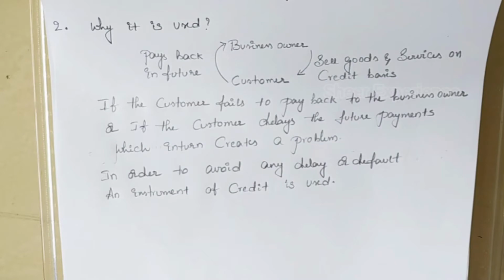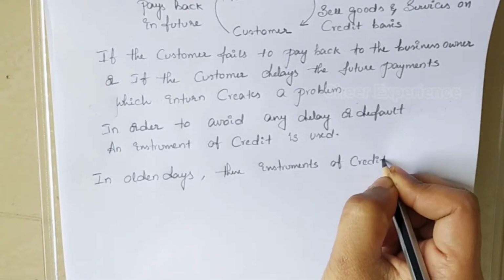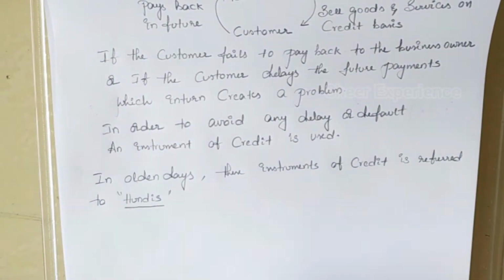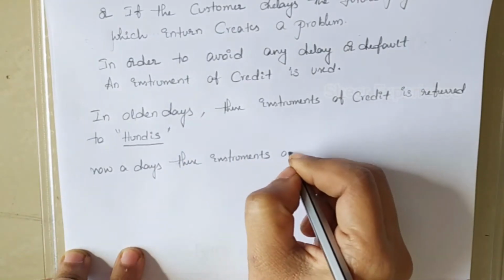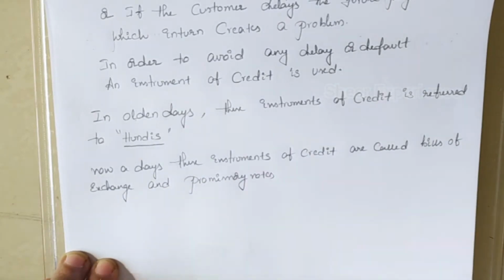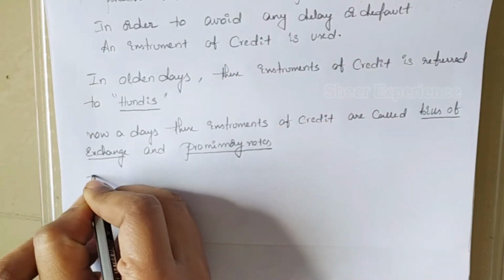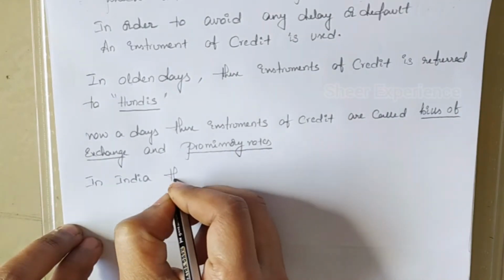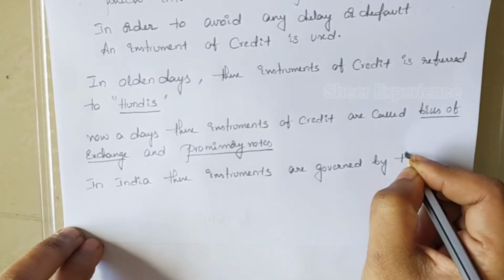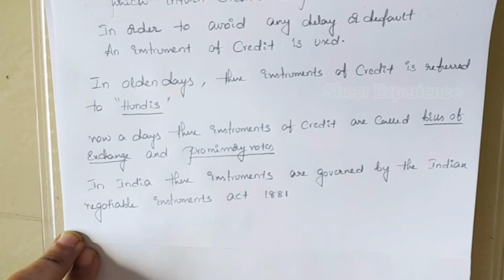This instrument of credit can be bills of exchange or promissory note. In olden days, these instruments of credit were referred to as hundis. There were many types of hundis in olden days. Nowadays, these instruments of credit are called bills of exchange and promissory note. We need somebody to monitor these instruments of credit. In India, these instruments are governed or controlled by the Indian Negotiable Instruments Act 1881.